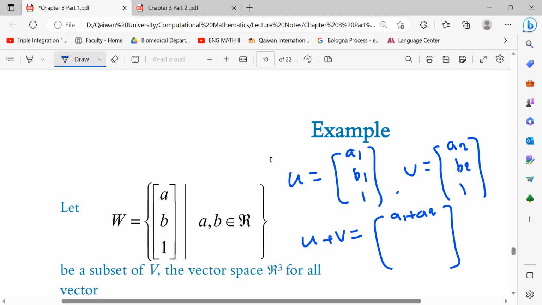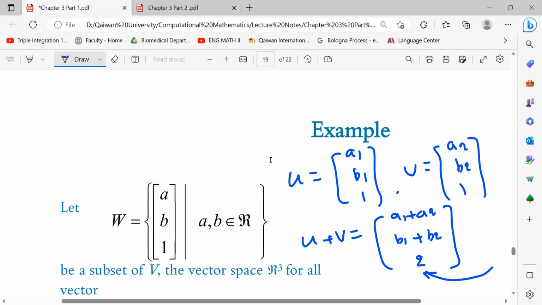It's a constant. Then B1 plus B2, 1 plus 1 is 2. Look, the last element changed. It becomes 2. Is it in W or not? It's not in W, because in W we say the last element must be 1. It must be on this form.